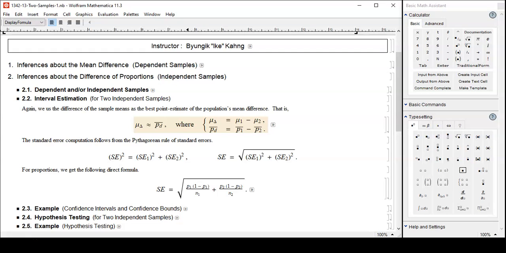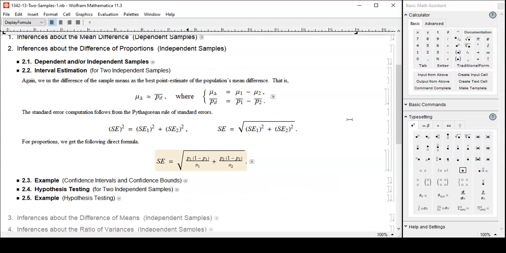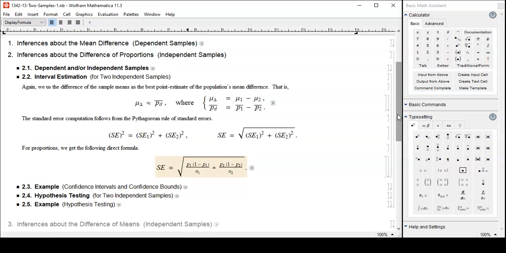Now, the standard error, on the other hand, is not that simple. Here's the formula. Now, how do you get that? Well, it comes from the Pythagorean identity, which actually comes from some kind of geometrical understanding in multivariable calculus. And then apply the SE formula for proportion for the first and the second samples, and we get this kind of derivation. Eventually leads to this. If you follow all those, great.